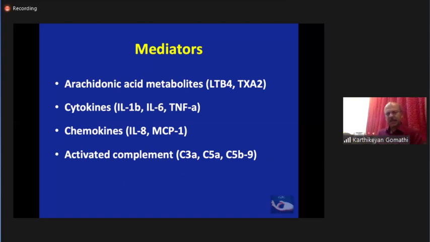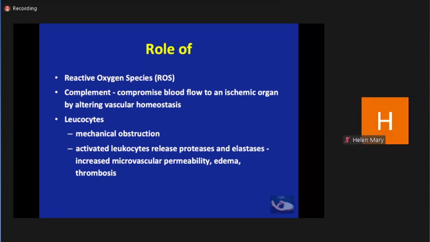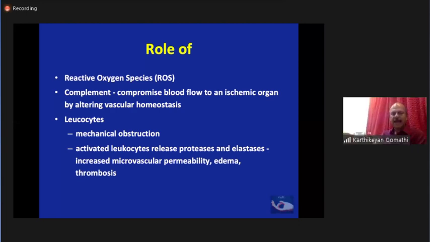There are different chemicals that are known to cause this problem: arachidonic acid metabolites, cytokines, chemokines, and the activated complement system. But the basic offending chemicals are the reactive oxygen species, what we used to call the oxygen radical, superoxide. So these, the complement system and the leukocytes. The leukocytes come in great numbers and they sometimes cause a mechanical obstruction. And activated leukocytes release substances called proteases and elastases, which lead to increased microvascular permeability, edema, and thrombosis.